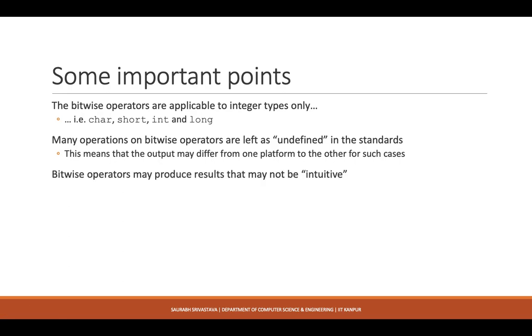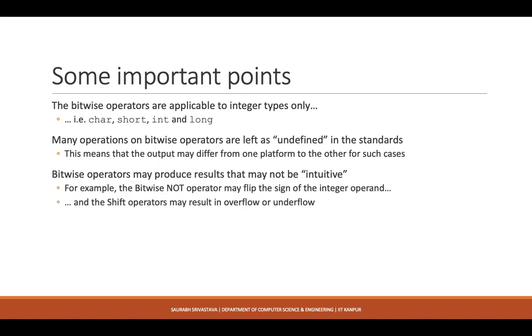The bitwise operators can also produce results which may not be easily understandable, right? For example, the bitwise not operator can flip the sign of the integer operand, as we saw in an example. And these shift operators, even though we know they mean multiplication and division, can very easily produce results which involve overflow or underflow, because some bit might go out of the range in which we were expecting the result to be.